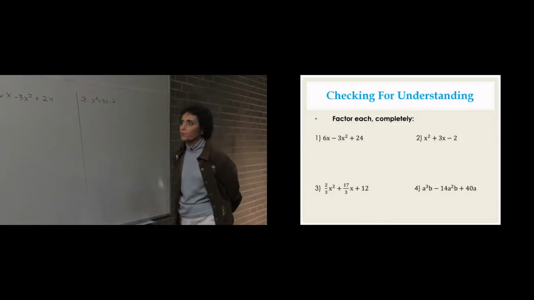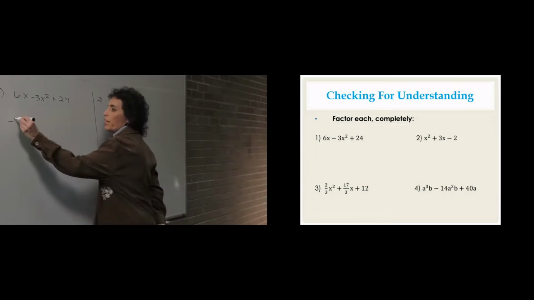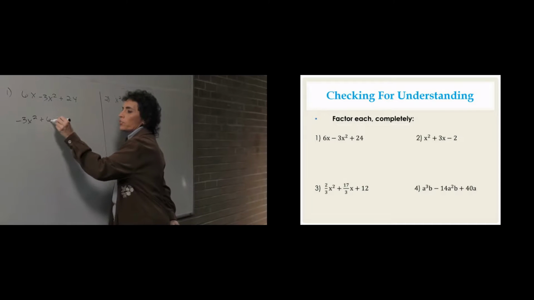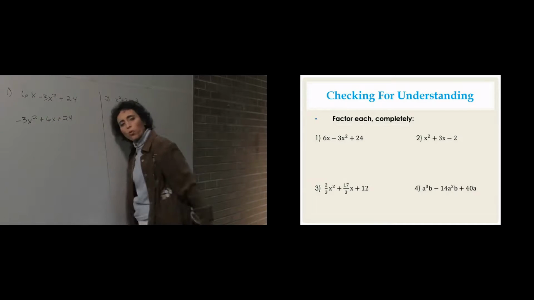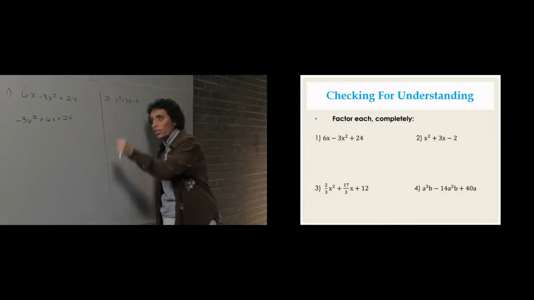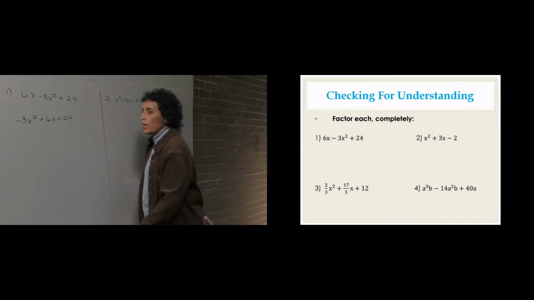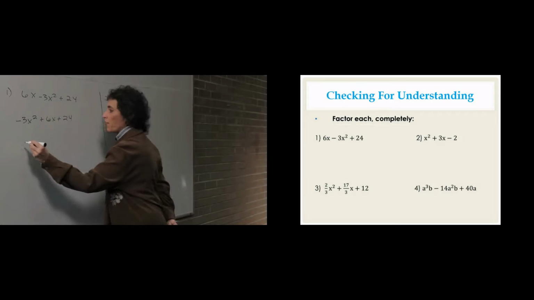All right, here we go. Standard form. Negative 3x squared plus 6x plus 24. So important because we got to know who's in the first spot, who's in the second spot, who's in the third spot. Okay, here we go. GCF, yes, there's a 3.